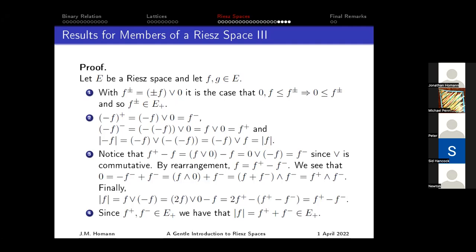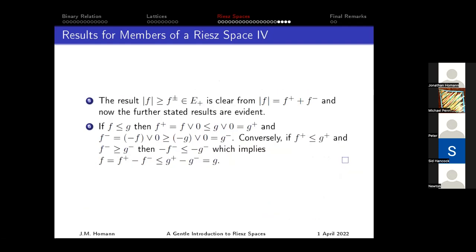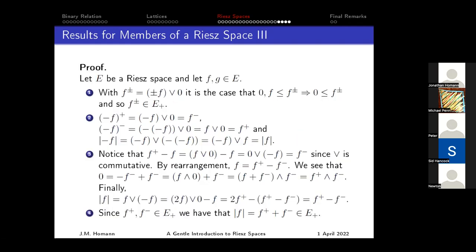which is equal to f plus plus f minus, lives in E plus, since f plus and f minus are in E plus. So for number five, it is easy to show that absolute f dominates f plus and f minus. And this is clear from the fact that absolute f is equal to f plus plus f minus. So if you just remove f minus, you have absolute f dominates f plus. And if you just remove f plus, you have absolute f dominates f minus. So the other results with this property are then clear or evident.